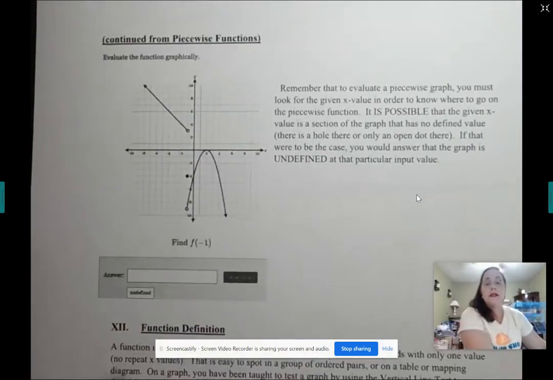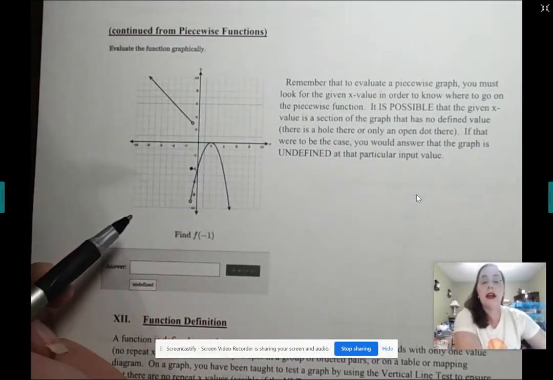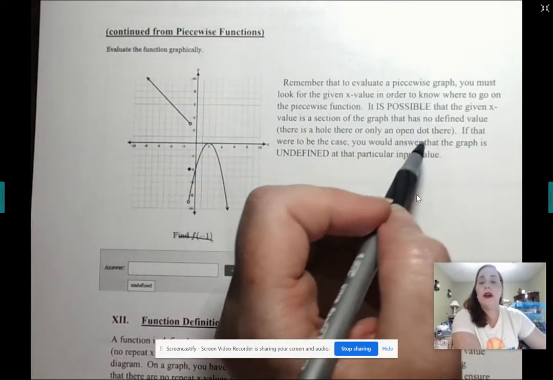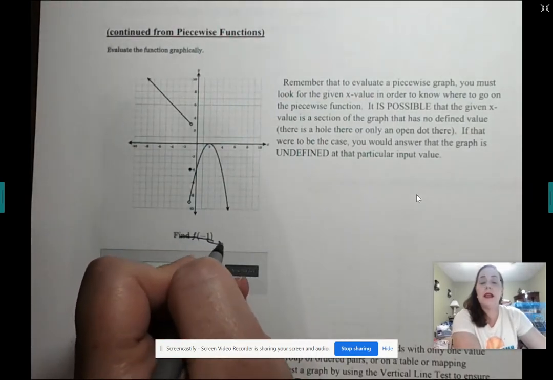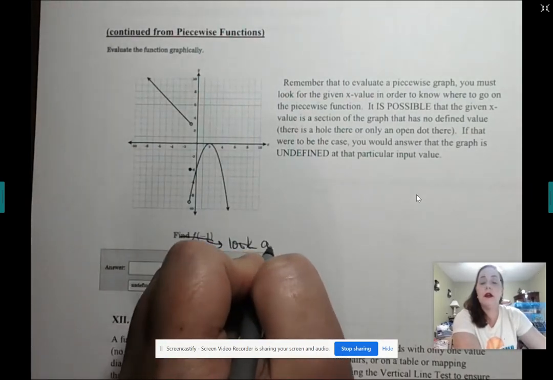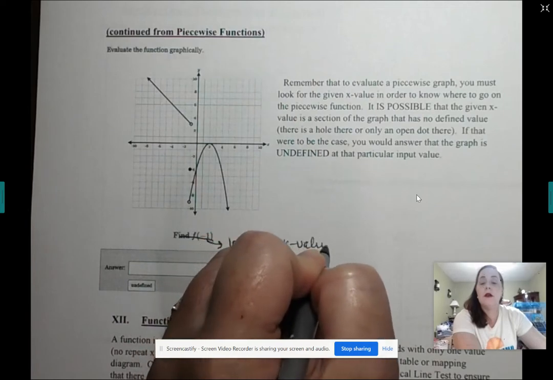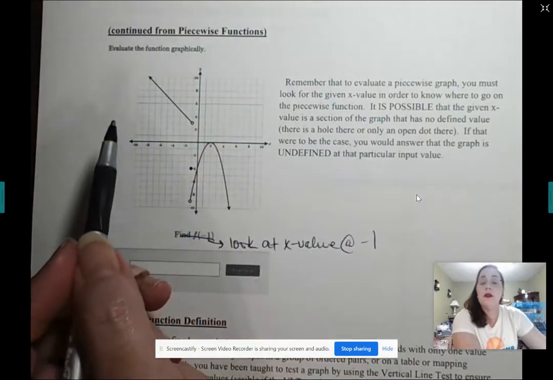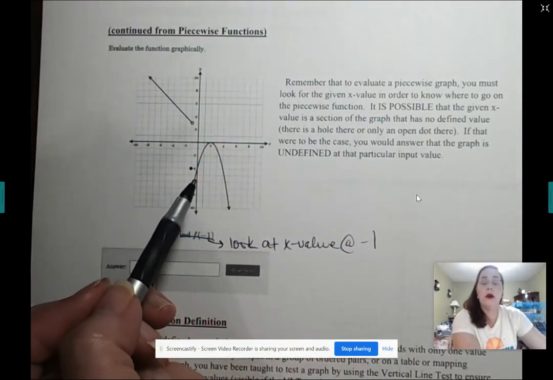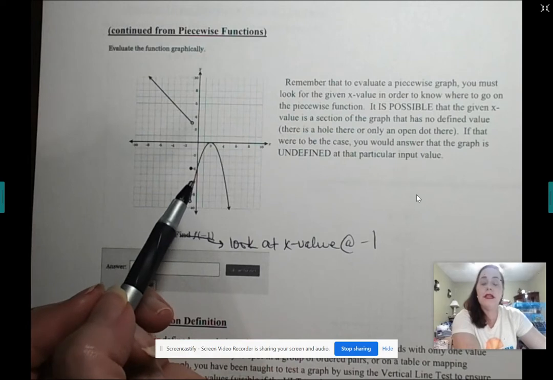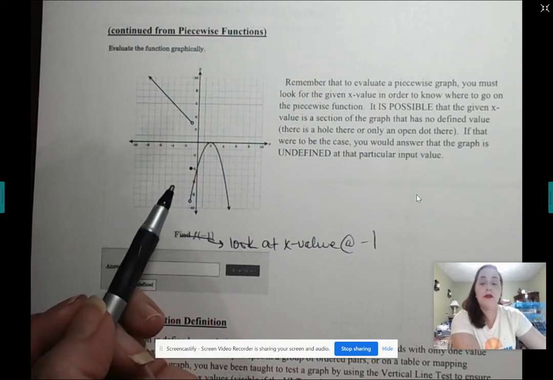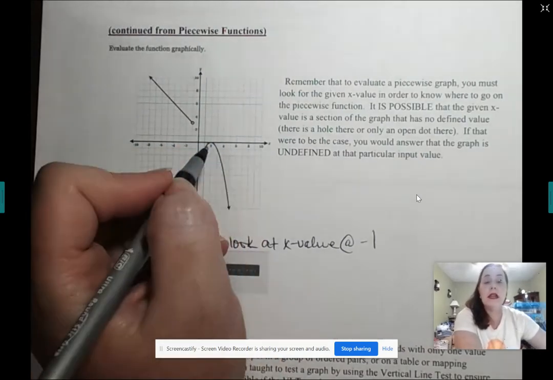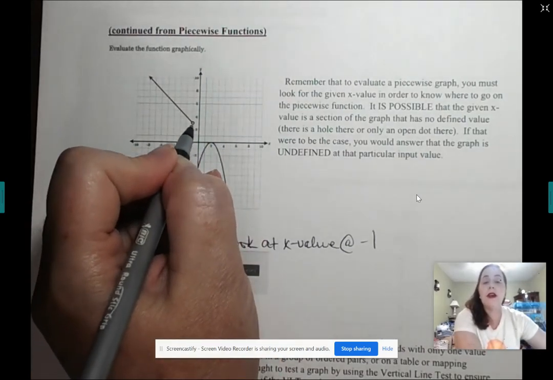And then could we do the opposite? Like, could we look at a graph that's already graphed and find a specific function value? Remember, when you evaluate it, you've been given an x value. Look for the x value at -1. It is possible, if you have a graph with any gaps or open dots, that there is no value for the function at that particular x, and you would click the button that says undefined, and that is a choice down here.